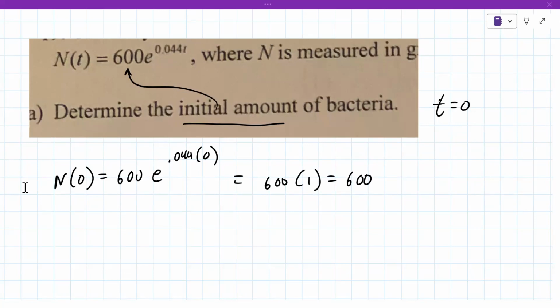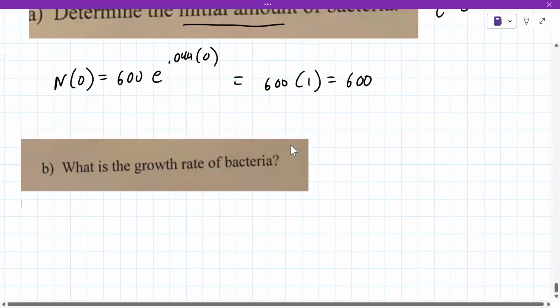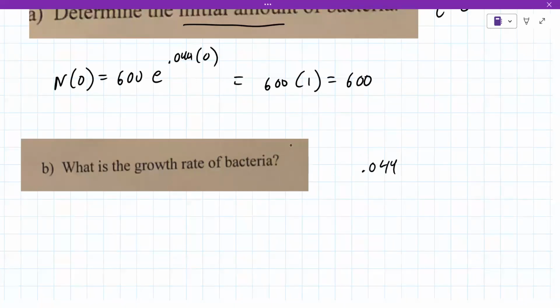Part B. What is the growth rate? So it's the 0.044, but they usually want you to convert that to a percent. So you have to multiply by 100. 4.4%, like that.